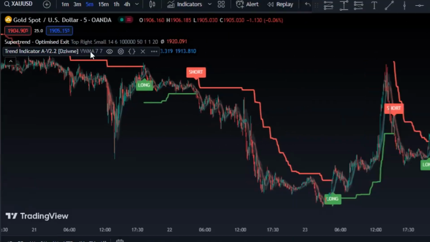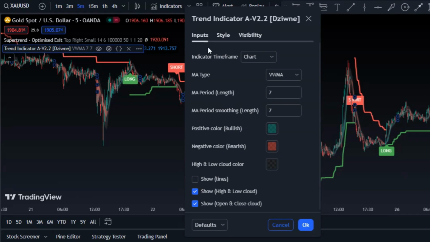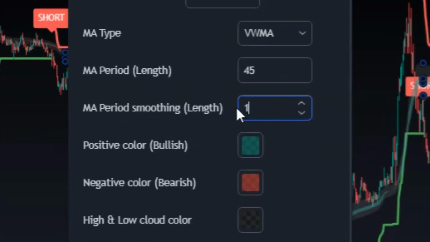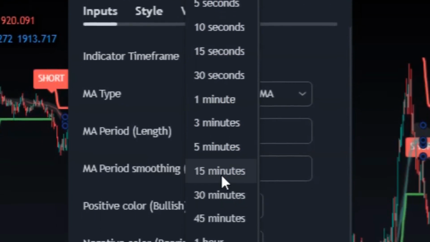Alright, in the indicator settings under inputs, change MA period to 45 and then MA period smoothing to 1. Then change the indicator time frame to 15 minutes.